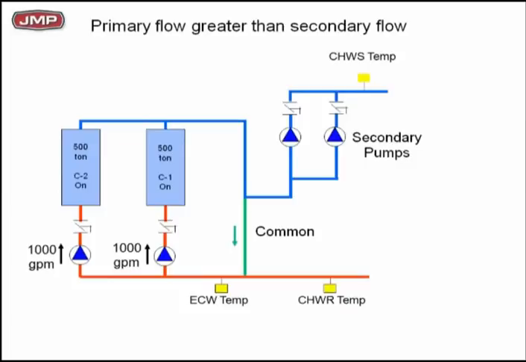So let's just keep going with this concept, and let's go with the primary flow rate greater than the secondary. I've got 2 chillers online now, chiller 1, chiller 2.